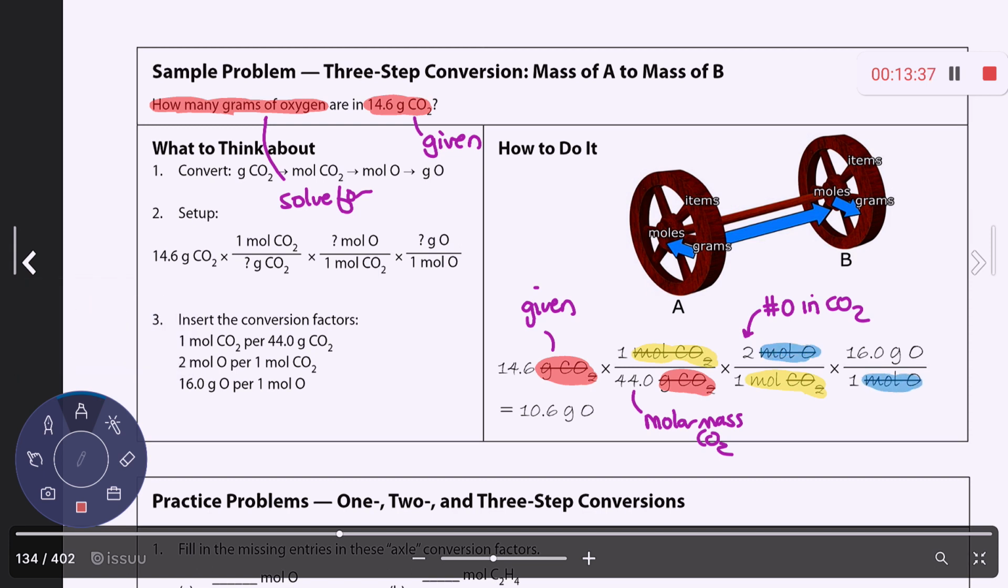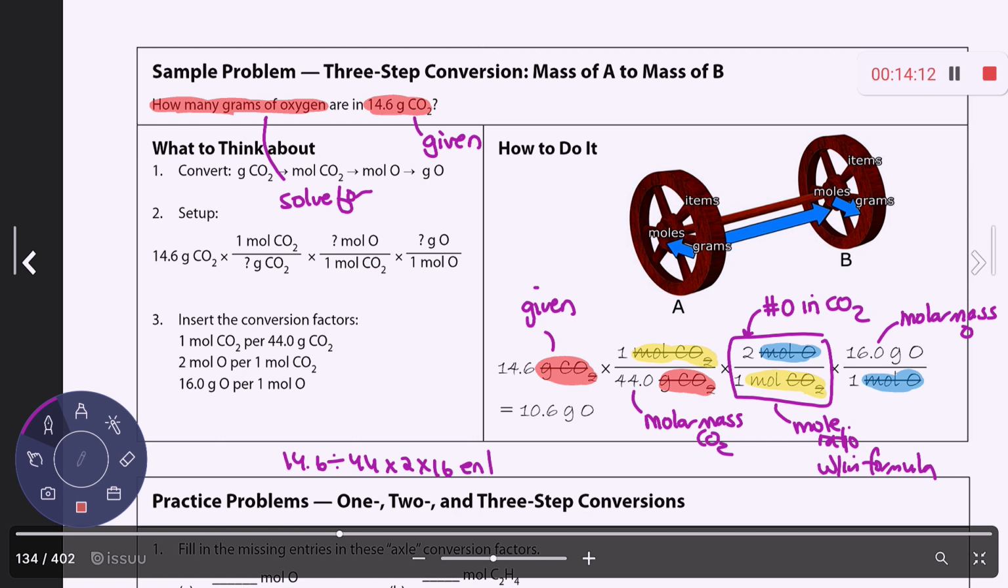Moles of oxygen follows you onto the diagonal. And then this is the molar mass of O. Notice it's not multiplied by 2 because it's not diatomic. It's not pure oxygen, it's oxygen inside the chemical formula. So this right here is your mole ratio within the chemical formula that allowed us to get to grams of oxygen. In your calculator, this is 14.6 divided by 44 times 2 times 16, enter.